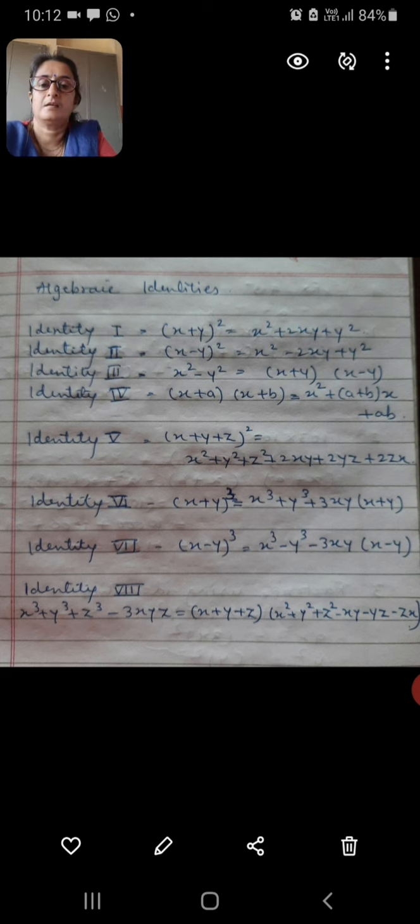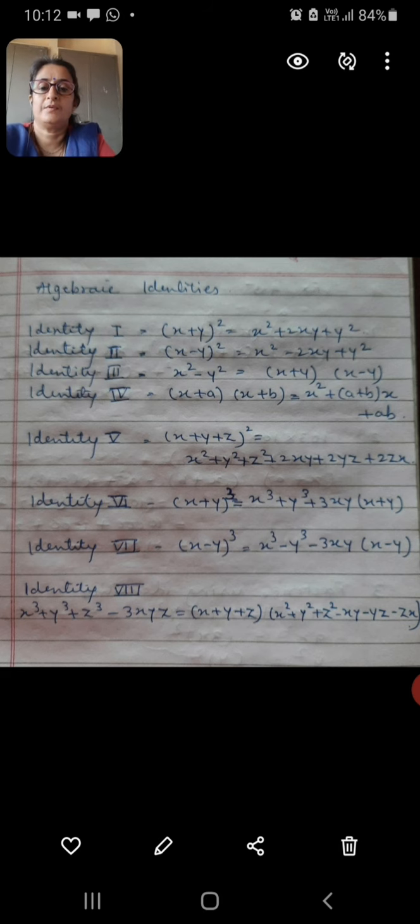Using different identities, we are going to solve the next exercise. Identity 1 is x plus y the whole bracket square, that gives you x square plus 2xy plus y square. Second identity is x minus y square, that is x square minus 2xy plus y square. Third identity is x square minus y square, that is x plus y, x minus y. Fourth is x plus a, x plus b. Where there are three terms, x, a and b, we are going to use this identity, that is x square plus a plus b x plus ab.